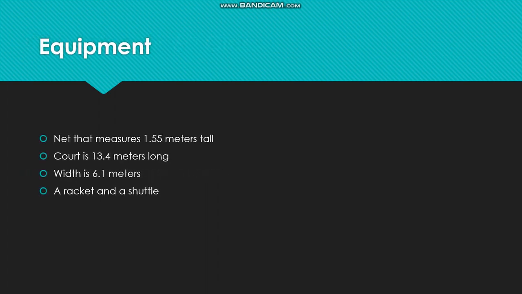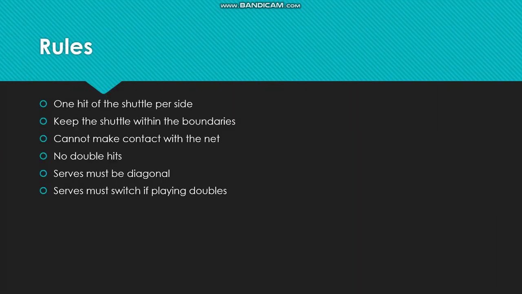So the equipment that will be needed: there will be a net that is 1.55 meters tall, a court that is 13.4 meters long, width is 6.1 meters, and then you're going to need a racket and a shuttle to play Badminton. The rules: the shuttle can only be hit one time per side.